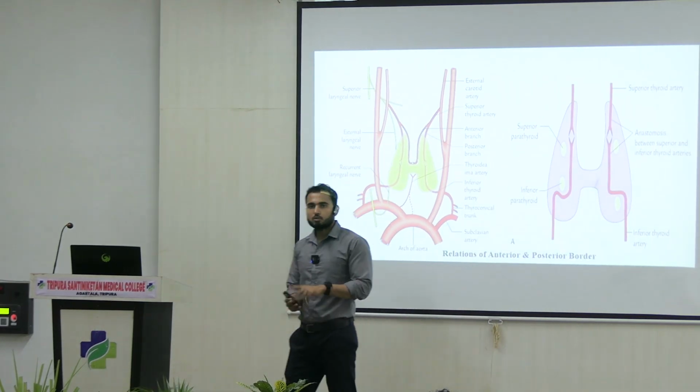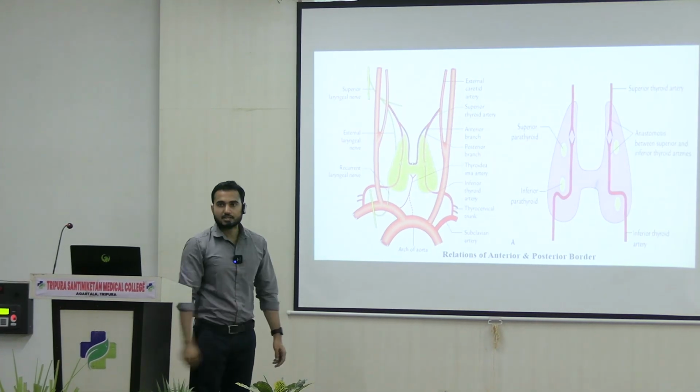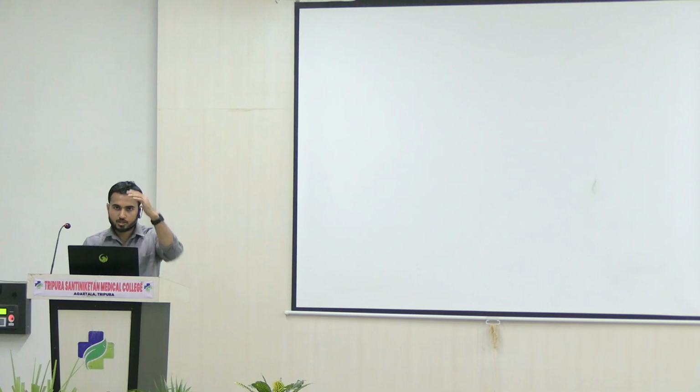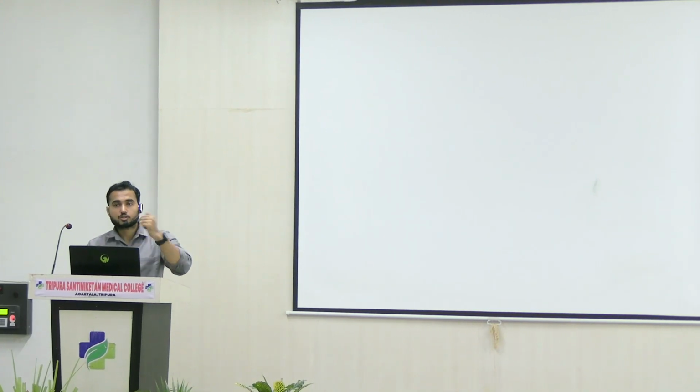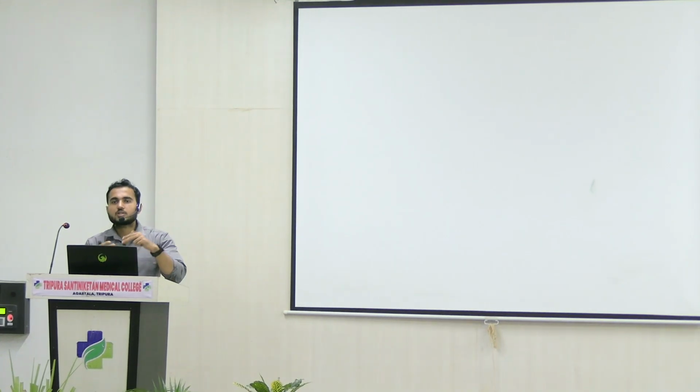Now in the posterior border, two important structures are there. As you can see, these are the glands. Which glands are these? Parathyroid glands. Posterior border, what are the structures present? Parathyroid glands, superior and inferior parathyroid glands are present. Along with that, I have shown blood vessels also. Two blood vessels are there. What are those blood vessels? This is the anastomosis between the posterior branch of the superior thyroid artery and the ascending branch of the inferior thyroid artery. They anastomose with each other in the posterior border. So these are two important relations of the posterior border.